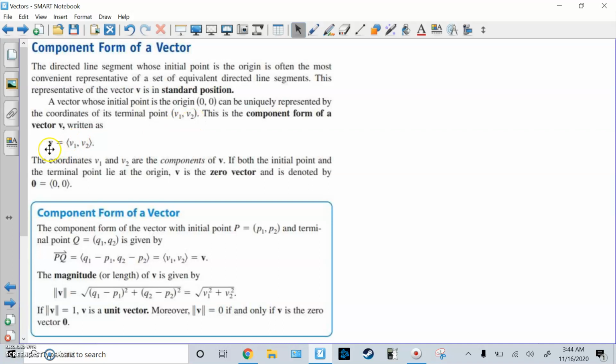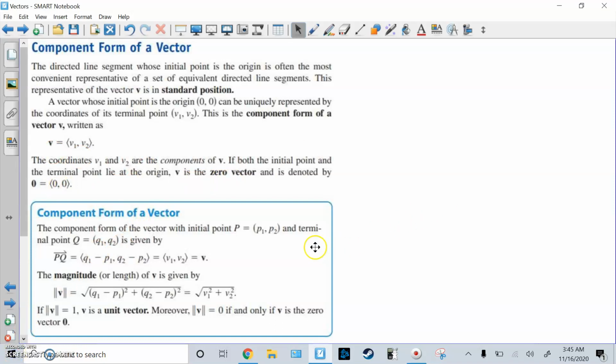So we can say vector v is, we use these arrows. So instead of parentheses, it looks like a pointed, weird, I guess, less than and greater than sign. Alright, so they call the v1, v2 part the components of v. And if v ends at the origin, that means it's a zero vector because it doesn't go anywhere.